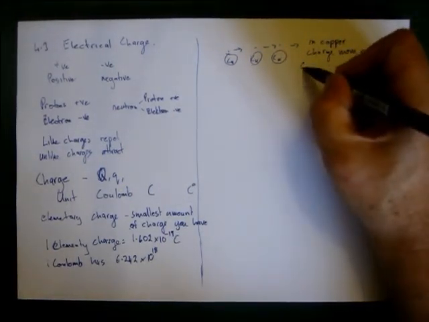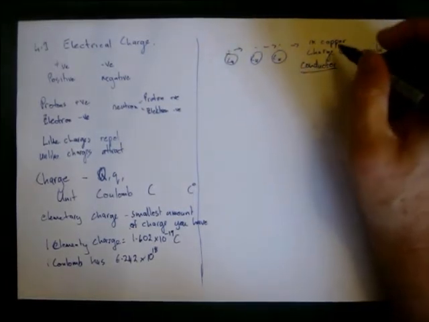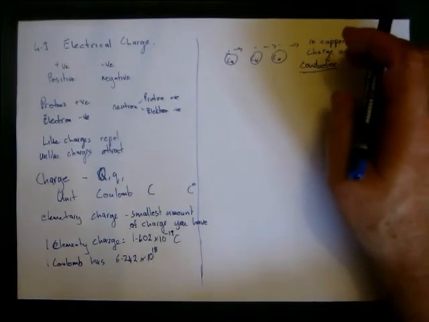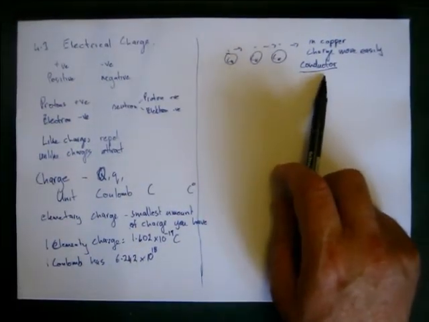And so we call this a conductor. So it conducts electricity. So one of the definitions of a metal is metals should be conductors.